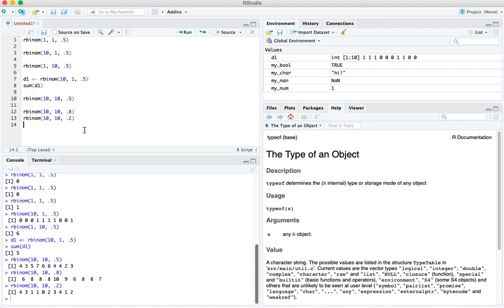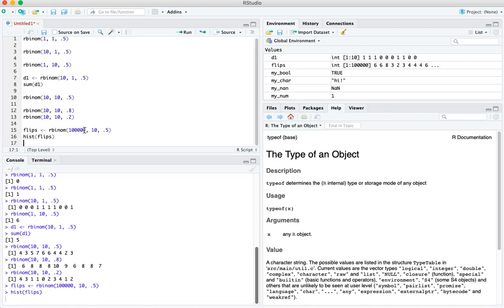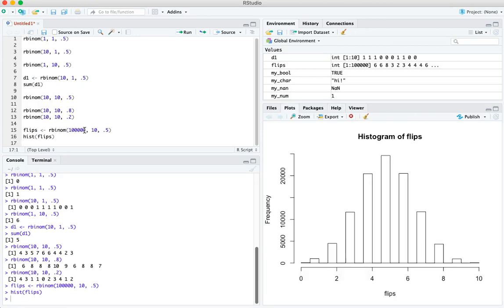All right, so we are going to assign a variable, and we're going to call our variable flips. And flips is going to be our binom, so I have a binomial distribution of 100,000 coins flipped 10 times each with equal likelihood, so a fair coin. All right, we'll run that, and then we'll just call hist on our flips, so force it into a histogram. Run that, and we see a perfectly normal distribution.